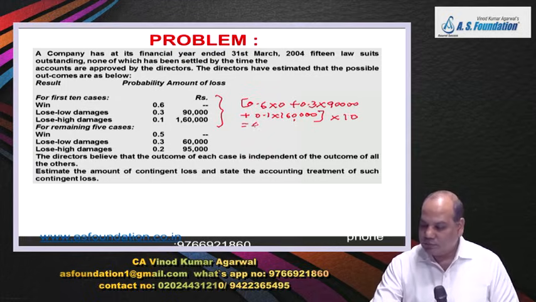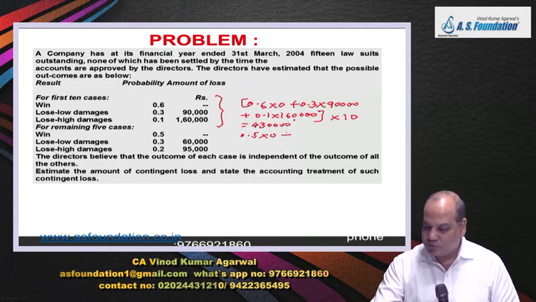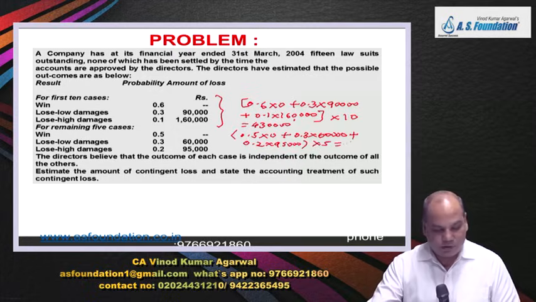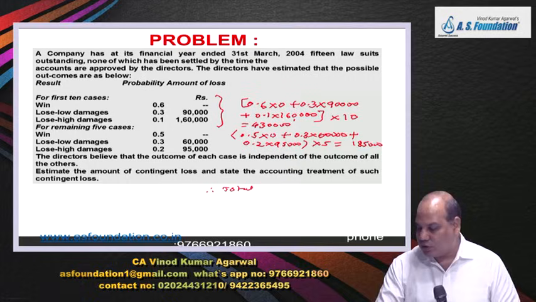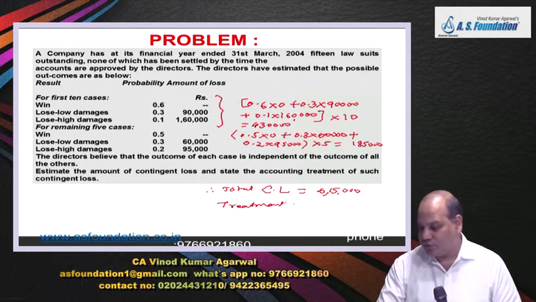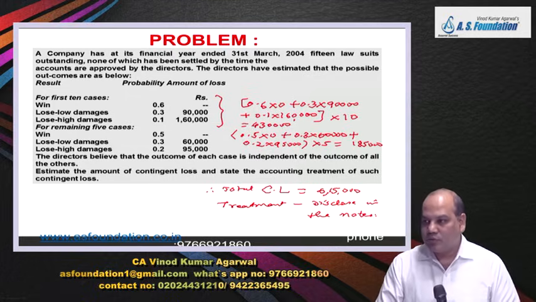Final answer 4,30,000. Do the same exercise for the next 5 cases: 0.5 into 0 plus 0.3 into 60,000 plus 0.2 into 95,000, and this you multiply by 5. How much is this? 1,85,000. Therefore, total contingent loss 6,15,000. Treatment: disclose in the notes to accounts. Disclose in the notes. Is it right?